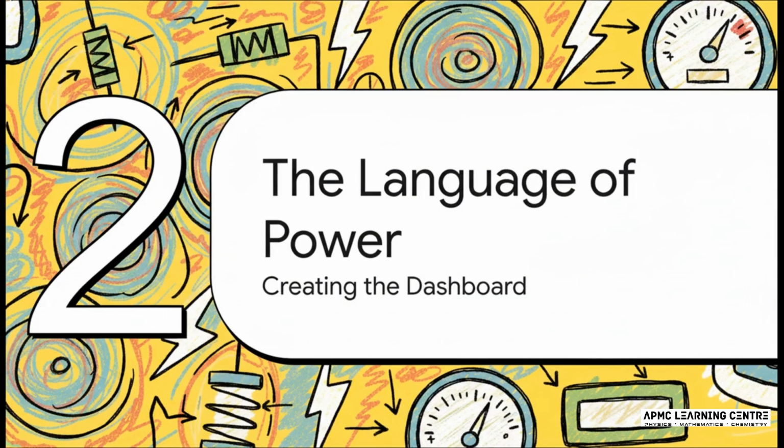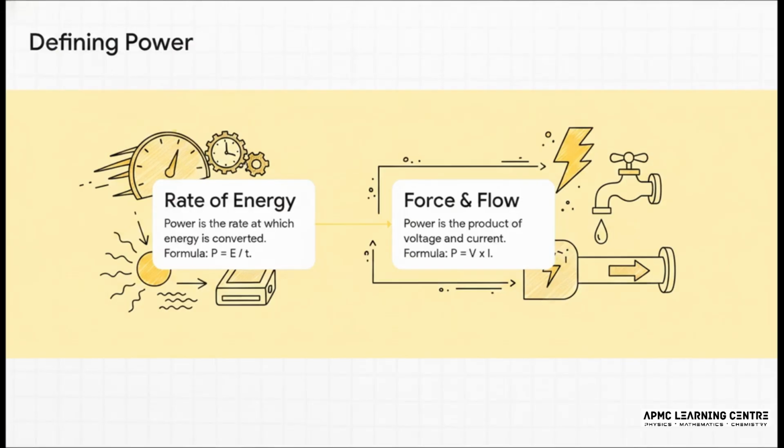So, we've seen the action, right? But how in the world do we measure it? How do we control it? To do that, we need to learn the language of power. So, let's build ourselves a little dashboard to make sense of it all. Here are the two main dials on our dashboard. The first one, P equals E over T, is pretty straightforward. It just tells us that power is the rate at which we're using energy. How fast is it happening? But the second one, P equals V times I, is maybe even more useful. It says power is a product of voltage, think of that as the electrical pressure, and the current, which is the flow. These are the two key ways we can measure what's going on in any circuit.